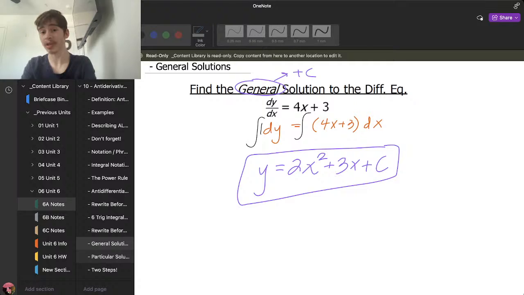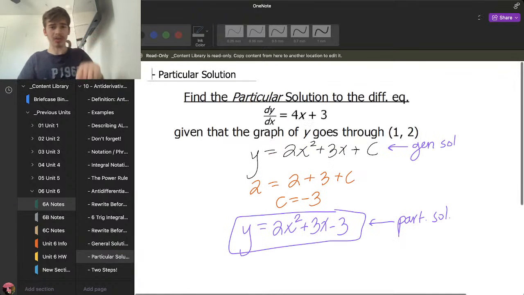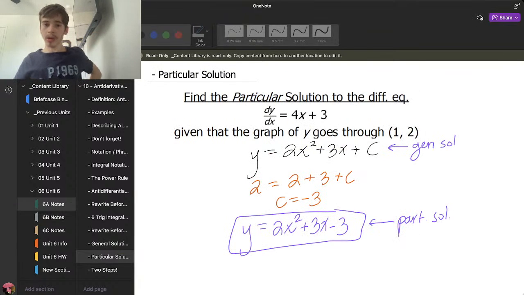It's plus c. The general solution is your plus c because you're not really given any information to find the particular solution. For a particular solution, on the other hand, you're given some point to work with, in which case you would solve the differential equation and plug in your point to solve for c. We're plugging in 1 for x, so now 2 equals 2 plus 3 plus c. And we don't know what c is, but we can find c because this is literally simple math. So we just found our particular solution. We just substitute back into our y and we have our constant.